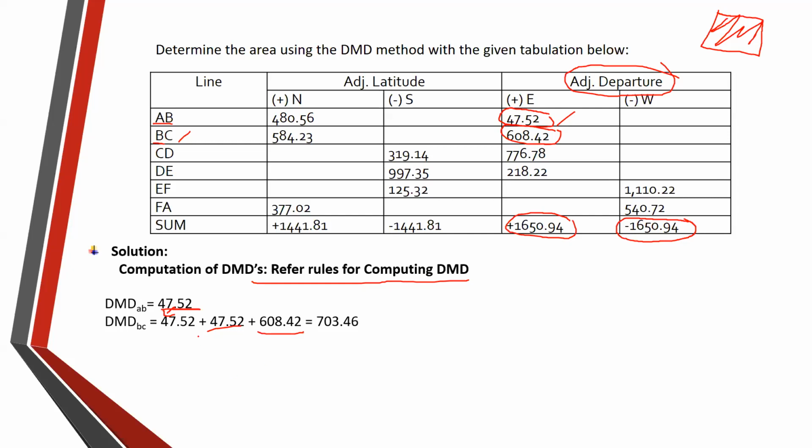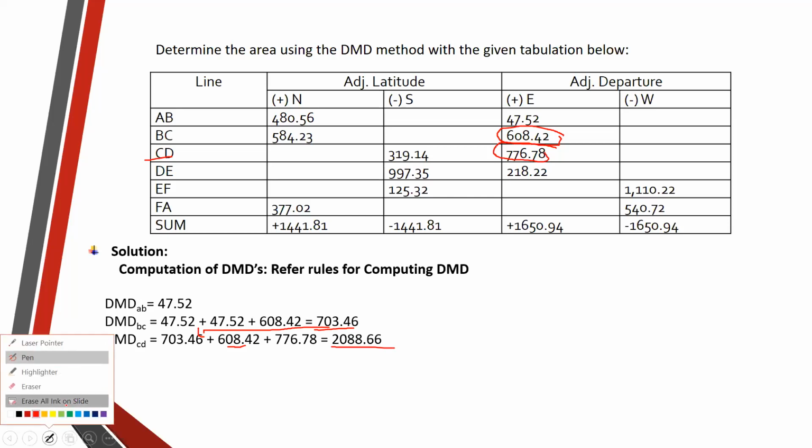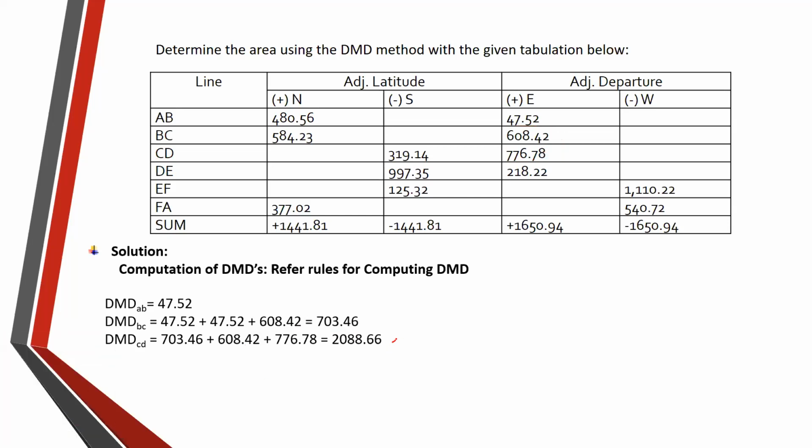Next, for the DMD of the line CD. What is the DMD of the line CD? Again, it says the preceding DMD, so 703.46, plus the preceding departure of the line, which is 608.42, plus the departure itself, which is the departure of the course we are considering, 776.78. And that is equal to 2,088.66. Okay? So, is that correct? 2,088.66. Kindly check.